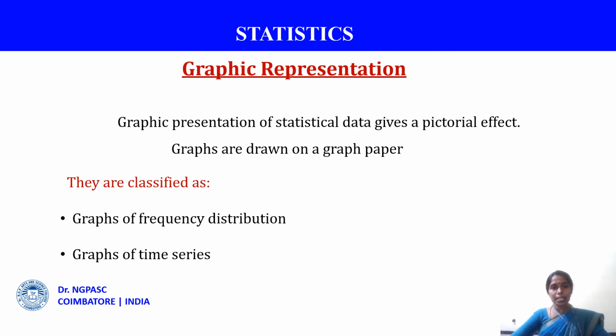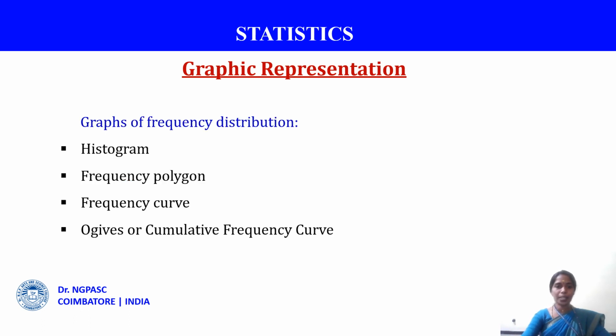Here, graphical representation is classified into two types: graphs of frequency distribution and graphs of time series. Only graphs of frequency distribution are in our syllabus. So let us see the different types of graphs of frequency distribution. The first is the histogram, then frequency polygon, frequency curve, and cumulative frequency curve or ogives. Let us see them one by one.